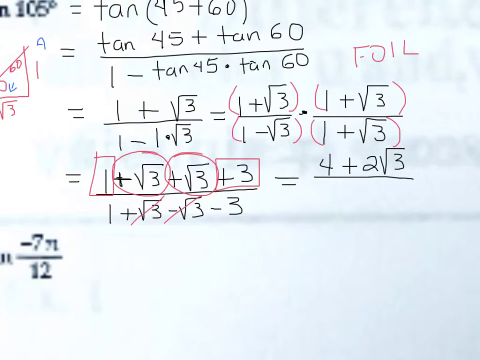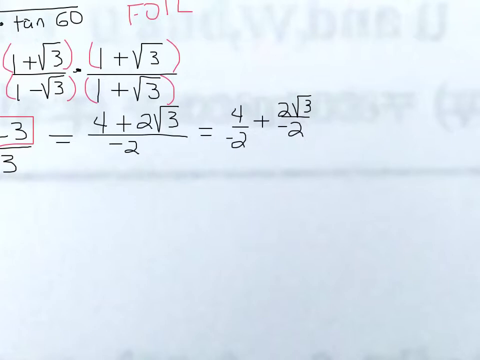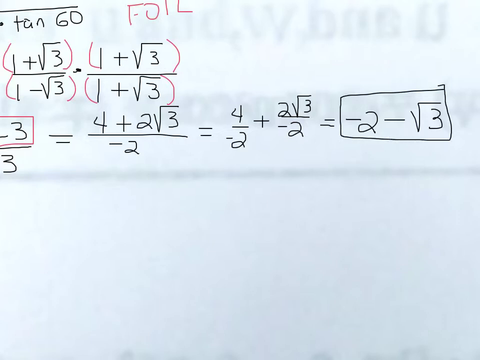At the bottom, was it negative 2? Negative 2, that's right. So at the bottom is just negative 2. And you can divide negative 2 into 4 and 2 square root of 3, right? So we put 4 divided by negative 2, and also 2 square root of 3 divided by negative 2. That can be simplified, and that would give you negative 2, minus, because positive divided by negative is negative, minus square root of 3. And that is the final answer.